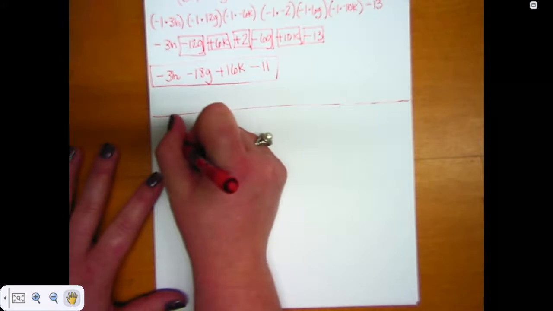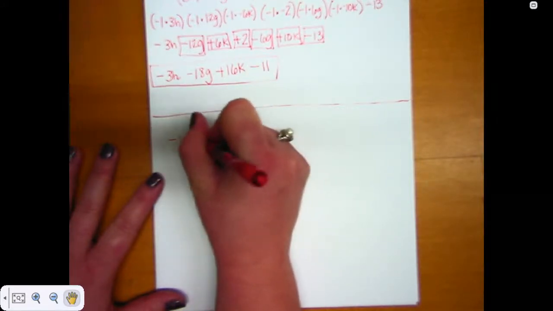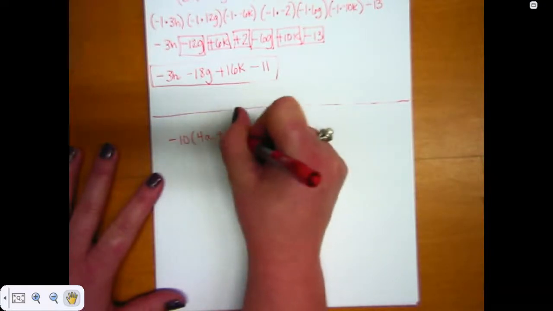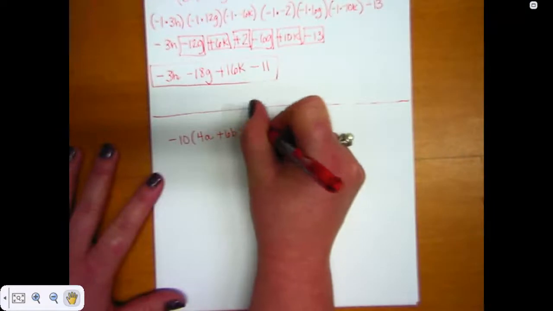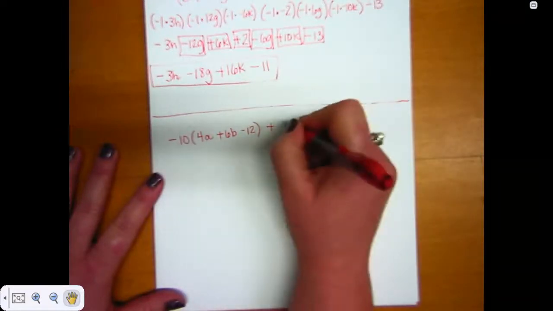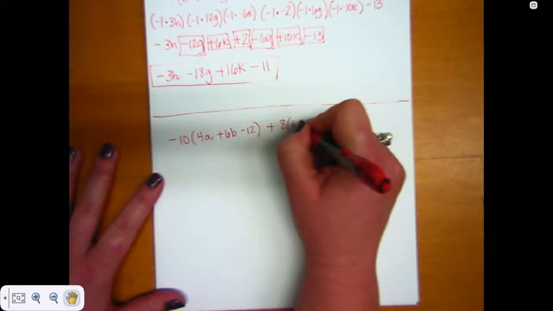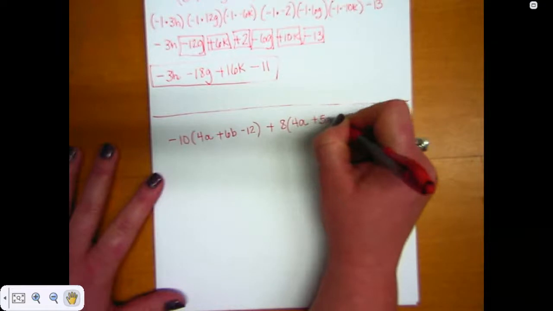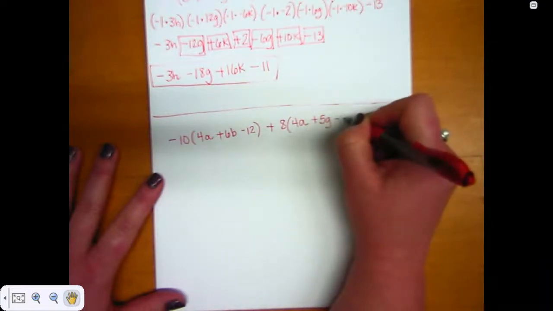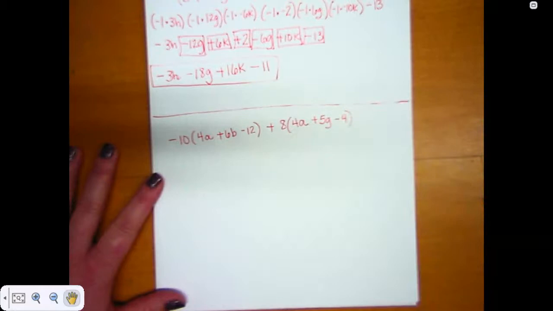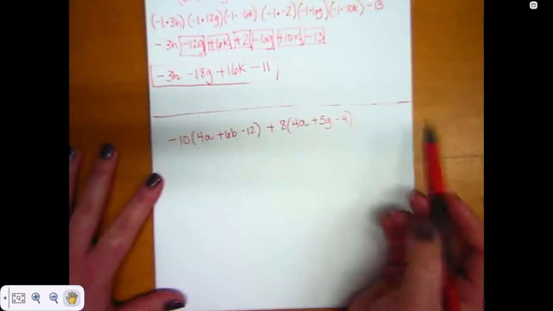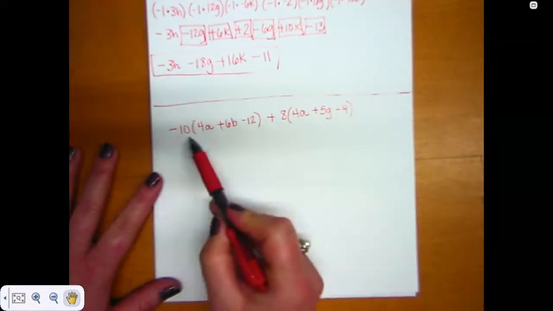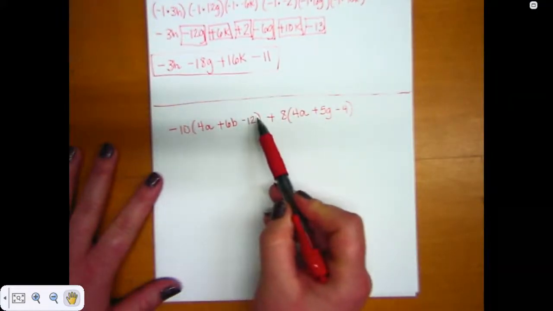So let's say we have negative 10 times 4a plus 6b minus 12 plus 8 times 4a plus 5g minus 4. And we're not always going to have extra numbers outside of the parentheses, so we're just not going to have that this time. So this negative 10 is directly attached to this set of parentheses.